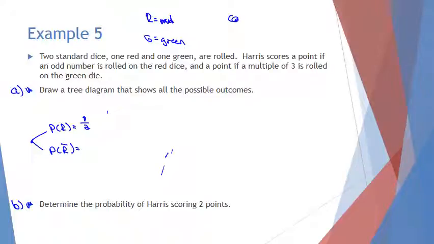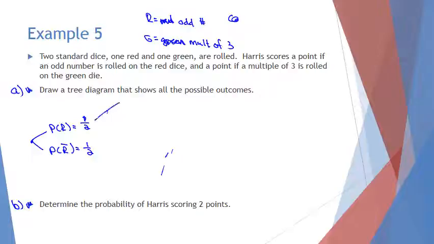Now, let's update this. Instead of red, I can say this is going to be an odd number. And then instead of green, let's say multiple of 3. That'll make more sense here. So now, with R with a line over top, that means the probability of not rolling an odd, which would have to be an even, so that'll be 1/2.